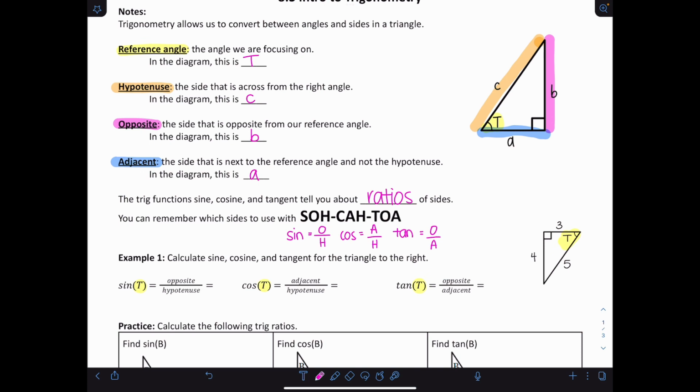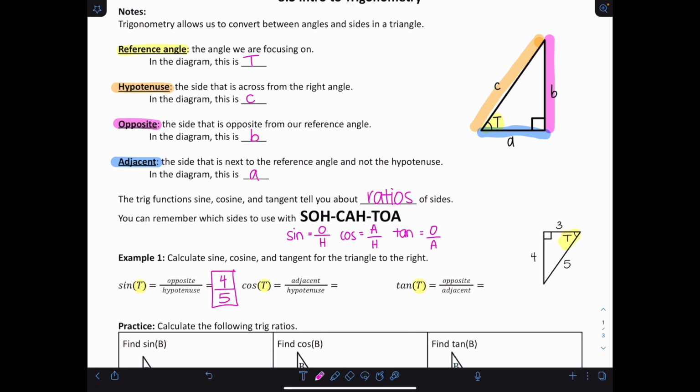For sine, it is the opposite over the hypotenuse. So if we find the opposite side here, that's 4. And the hypotenuse, that's the one across from our right angle, that's 5. Then we know that the sine of T is 4 over 5.